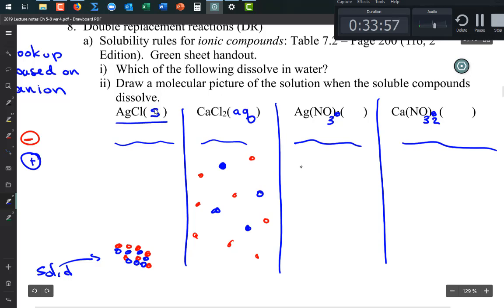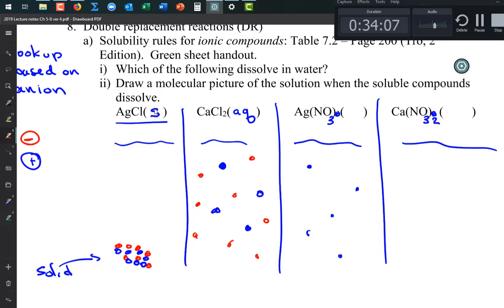Silver nitrate dissolves in water, right? I'm going to have positives, and I'll have negatives. How many negatives will I have? I'll have one for each, even though I wrote the formula wrong. Both of these are electrically neutral because remember calcium is a 2 plus charge, so you have to have 2 minuses with it. Silver is a 1 plus charge, so you have to have 1 minus with it.